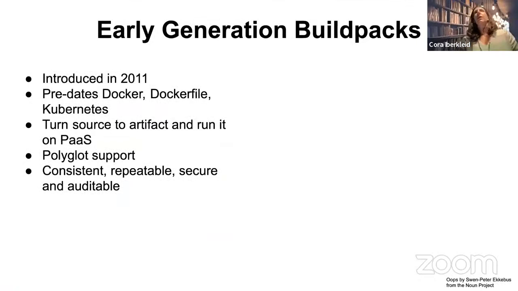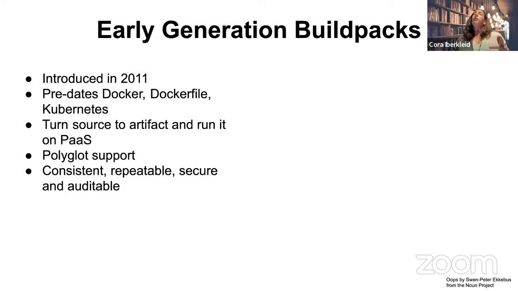If you know Heroku, then the word build pack is probably familiar to you. Heroku in 2011 came up with this idea of build packs, where you just give it the source code and it builds the thing for you. In those days, build packs didn't produce an OCI compliant image because that didn't exist in 2011. So it predates Dockerfile, Kubernetes, all that stuff.